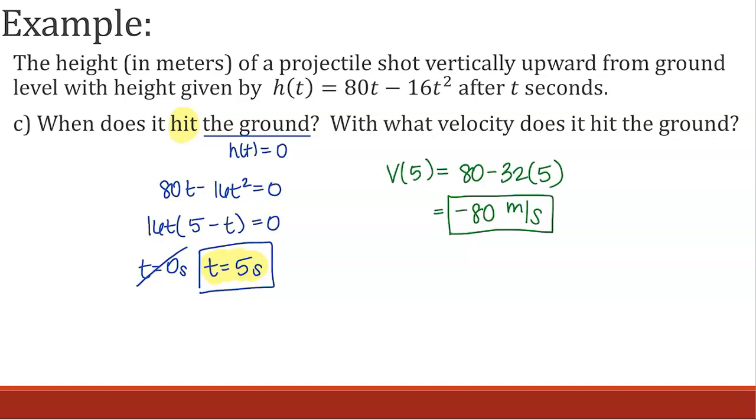Now, what does that negative mean? This negative indicates the direction of the object. Because it's negative, the ball is falling down. The velocity is all about the direction. If it's positive, it's moving to the right or up. If the velocity is negative, it's moving left or down. Since we're talking about an object in vertical motion, negative would imply that the object is falling down.